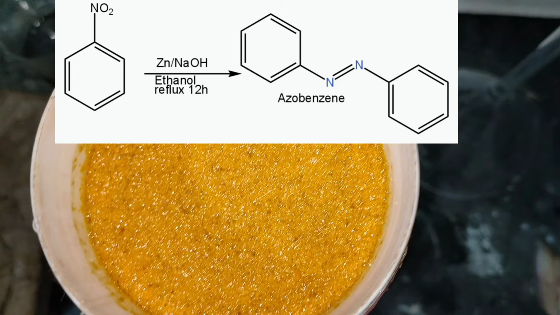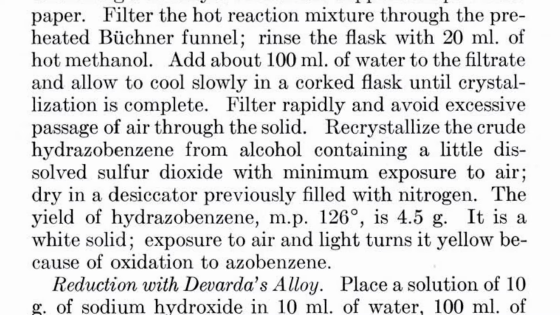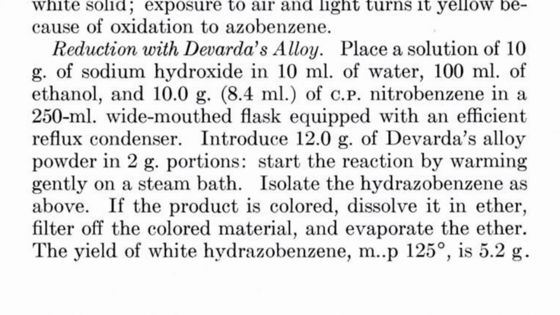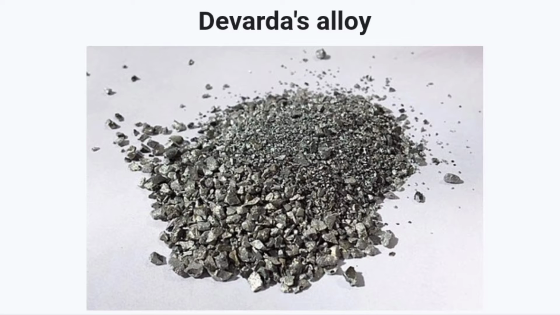Then I searched online and I got a PDF of Vogel's. It had two different procedures for making hydrazobenzene. One is by reduction with magnesium in methanol and the other is by reduction with Devarda's alloy and sodium hydroxide. I neither had magnesium nor Devarda's alloy. Many people have tried making hydrazobenzene with magnesium, but they have got only azobenzene. There is a video of Wibb's lab making azobenzene via the magnesium and methanol method. So I thought to try the Devarda's alloy method.